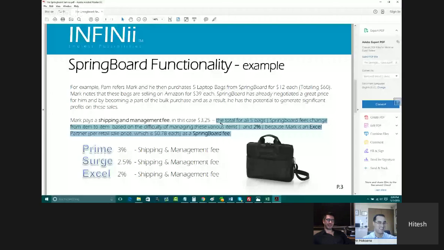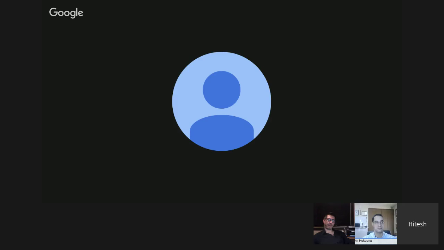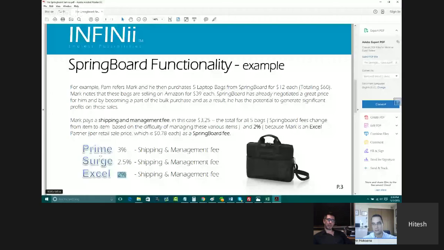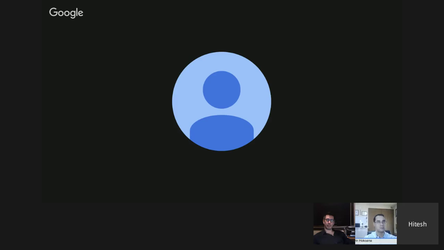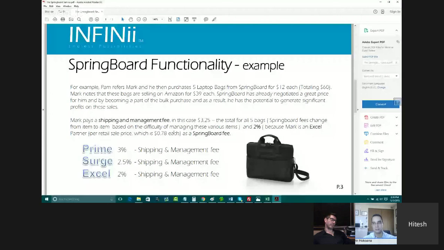The total for all the 5 bags comes to basically $3.25 in management fee, $60 for purchasing the product, and when the product sells, you will have a cost of 3%, 2.5%, or 2% depending on your level of the customer platform that you are on in Infinii. Okay, so in this particular scenario, you have Mark. Since he is an Excel user, he's paying 2% in fee, which means he will pay 78 cents as his cost for using the SpringBoard, for using the whole system that Infinii provides him with, which, as you can imagine, is ridiculously cheap. And this is also what gets converted into business volume for you.